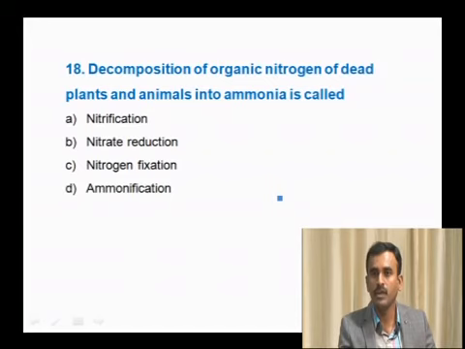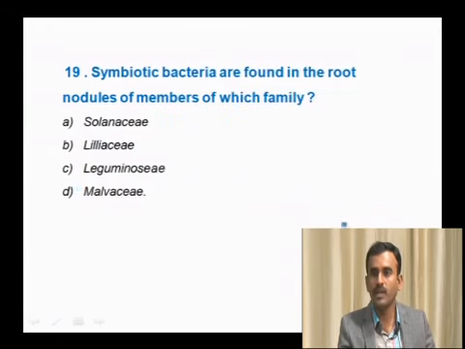Decomposition of organic nitrogen of dead plants and animals into ammonia is called ammonification. Next question. Symbiotic bacteria found in root nodules of which plant family? The answer is root nodules present in Leguminosae family.